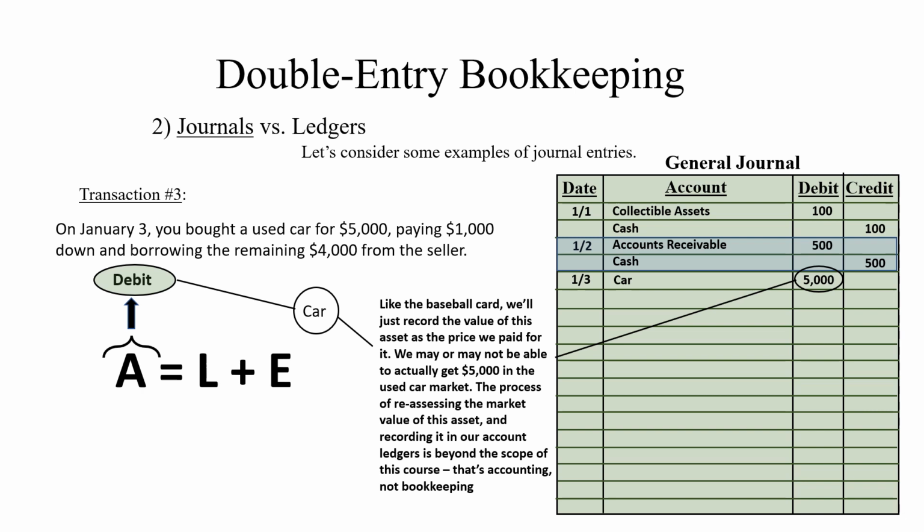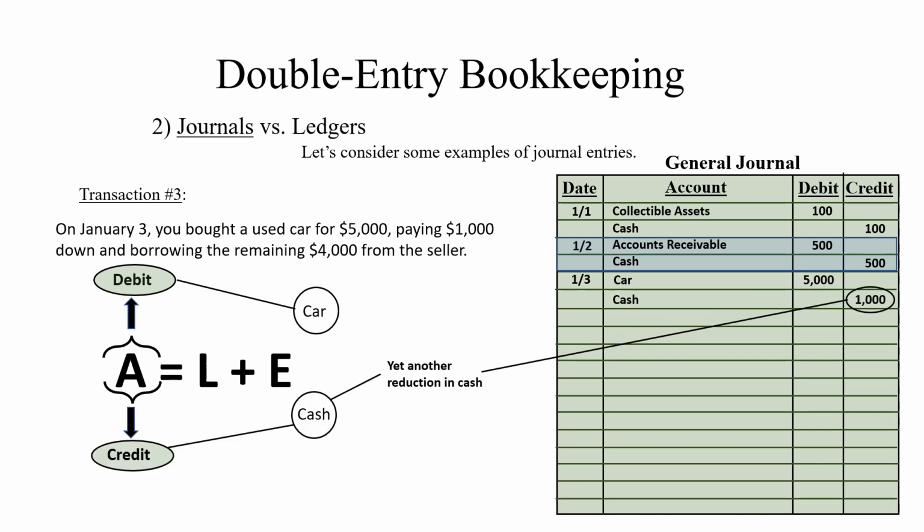Now, the process of reassessing and adjusting the market value of this and other assets and recording it in our account ledgers is beyond the scope of this course. That's accounting, not bookkeeping. And we paid out $1,000 in cash. Now, that's another reduction in cash, so we'll show that as a credit.